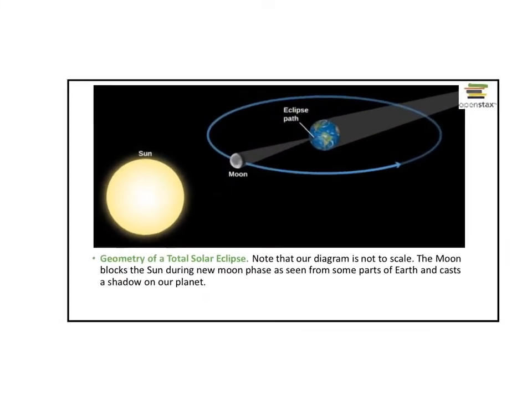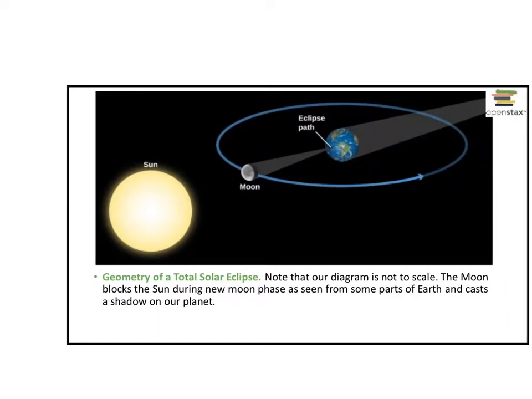So I only have one slide for both types of eclipses. I hope that's okay with you. The thing that's getting blocked out is the thing that's the eclipse. So this is showing you a solar eclipse. Okay, and a solar eclipse can only happen during the new moon phase.